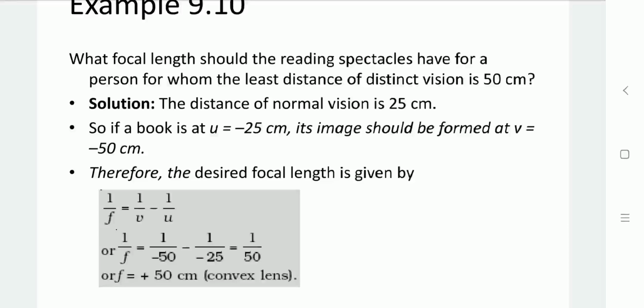So u is the distance from object to lens, that in general is 25, and by the sign convention we take u as negative, minus 25 centimeter. An image is formed at 50 centimeter, so v is minus 50 centimeter. Let us place the values of v and u in the given equation. So we get the focal length, that is 50 centimeter. It means a convex lens is required.